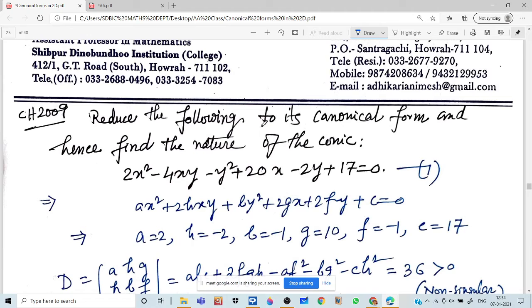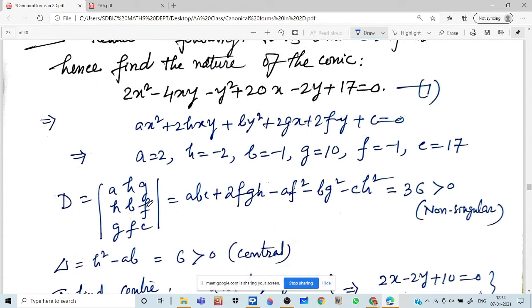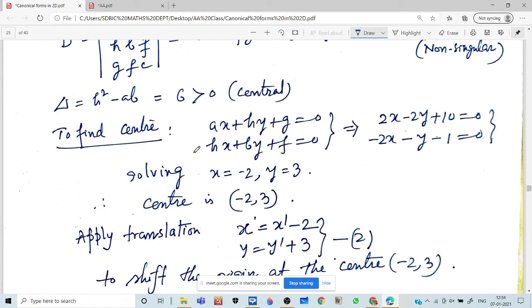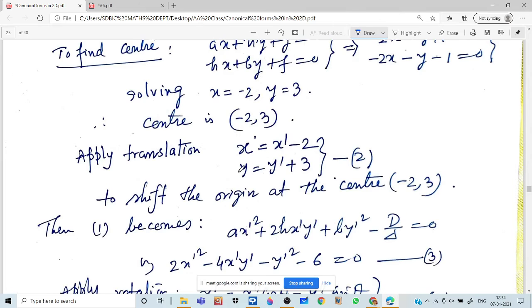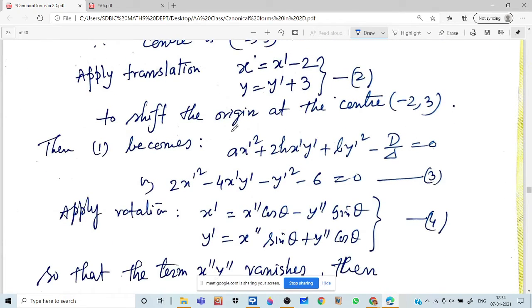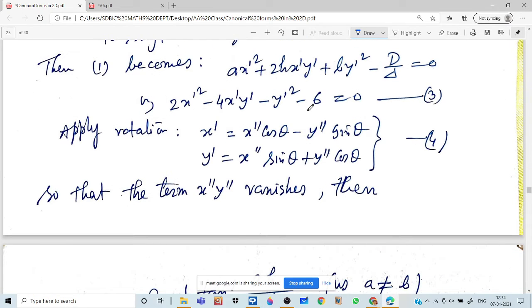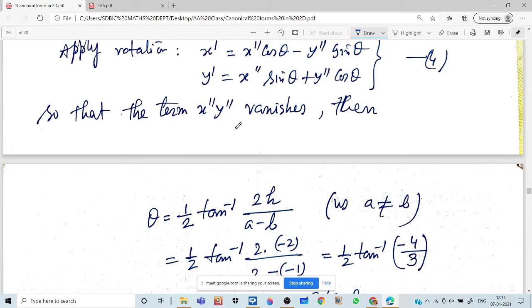Next problem. Reduce the following to canonical form and find the nature of the conic. Same as before, D is equal to 36, delta is equal to this, and we find the center, minus 2, 3. Apply translation, formula x plus d by delta. So after translation, we get equation 3 from equation 1. Next, apply the rotation, so that the x double dash y double dash term vanishes.